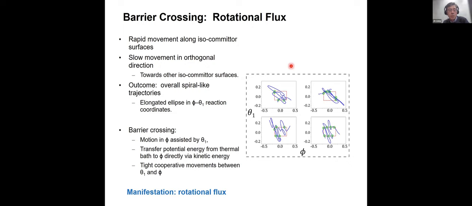Basically, motion in the phi angles is assisted by theta one, and it's transferring potential energy from the internal thermal baths to phi directly via kinetic energies. There's really tight cooperative movement between theta one and phi, and this is manifested as this rotational flux.